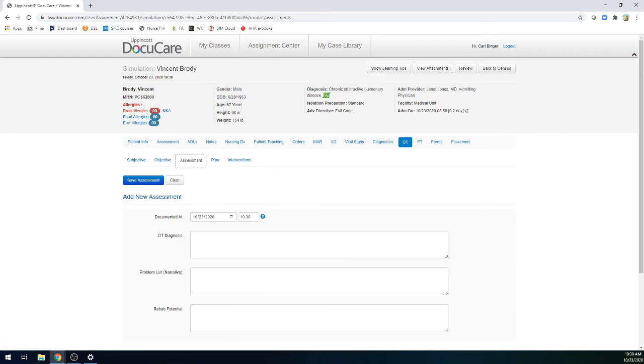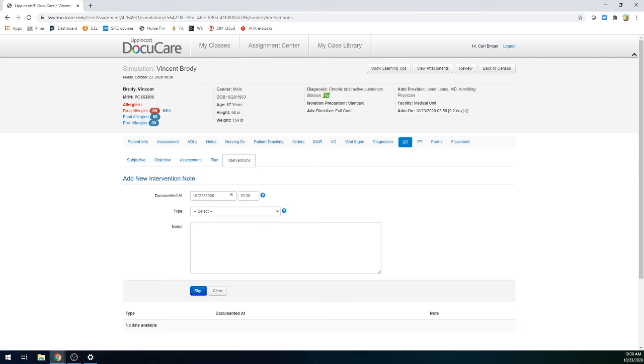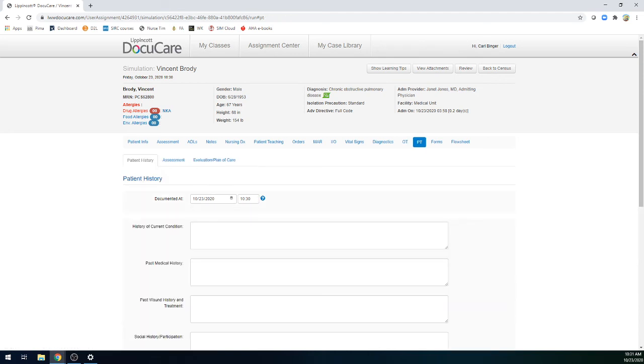My assessments. What's my plan for therapy? What can I do to help with his therapy? PT, same thing. These can be filled in. Even though we're not the occupational therapist or physical therapist, we can still fill these in. And again, more drop-down blue tabs.